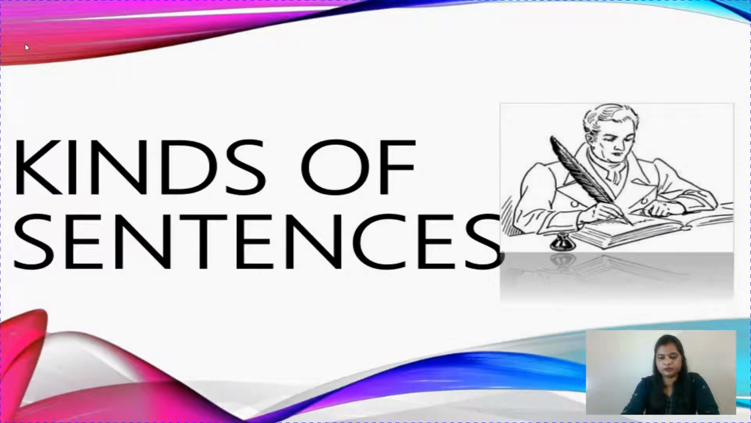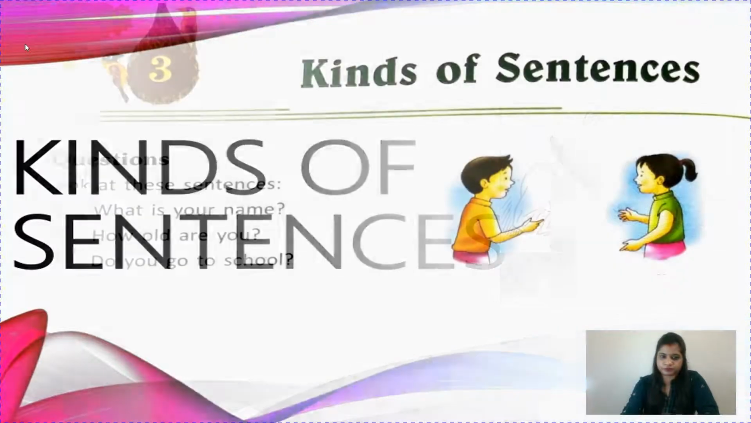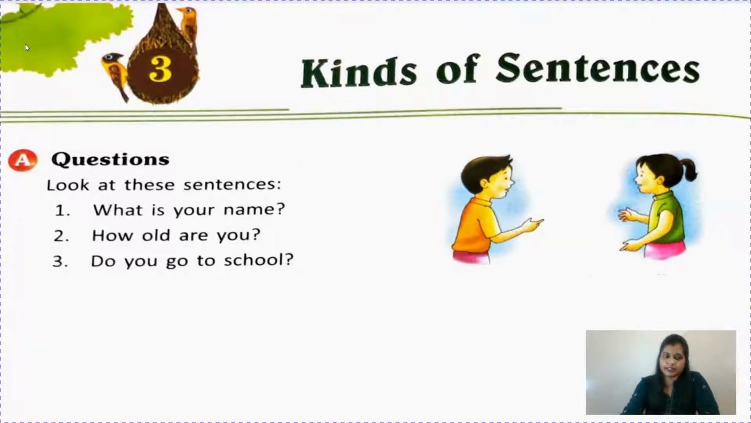Good morning, children. In my previous video, I explained what a sentence is. We have learned that a sentence is a group of words that makes complete meaning, or you can also say gives complete sense. A sentence always begins with a capital letter and ends with a full stop. In this chapter, we are going to learn different kinds of sentences. So let's start, children. Chapter 3, kinds of sentences.